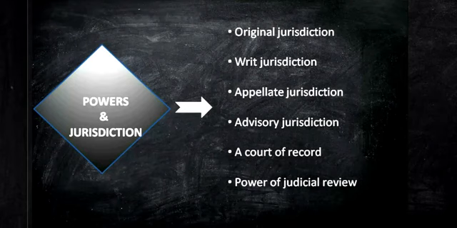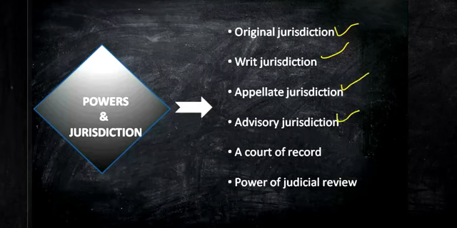Now first we are going to discuss the original jurisdiction, then the writ jurisdiction, then the third one is appellate jurisdiction, then the fourth one is advisory jurisdiction, the fifth one is the court of record, and the sixth one is the power of judicial review. Now we'll discuss all these powers one by one.